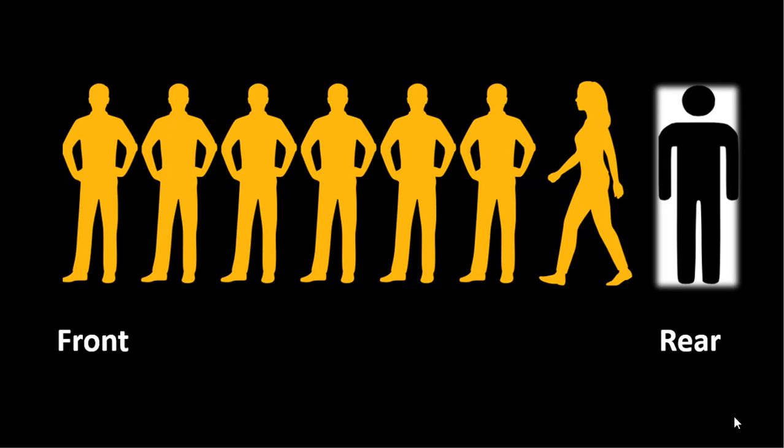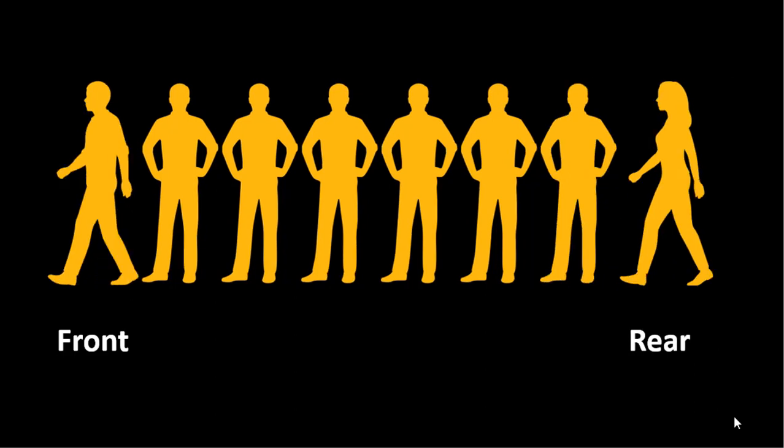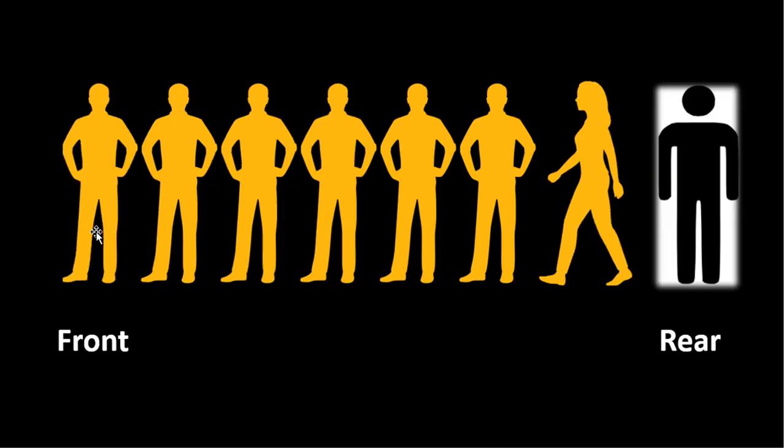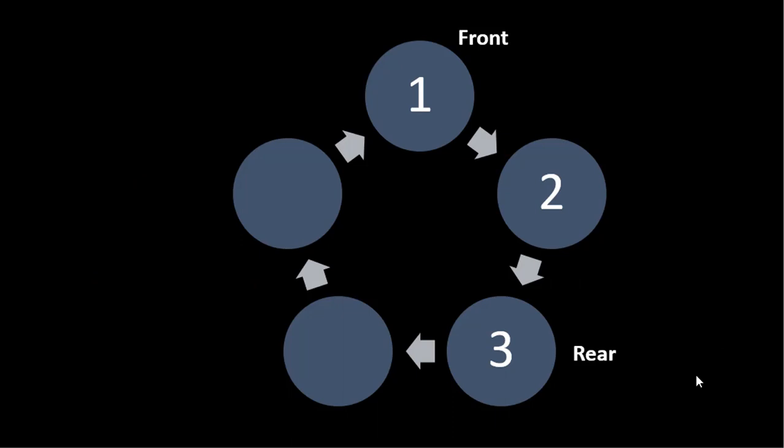For example, in this queue, if the first person is removed, then the front pointer would point to the next person. If there is a new element we are going to add, then the new element would be added at the last, and that would be pointed to by the rear variable. So here is a circular queue.